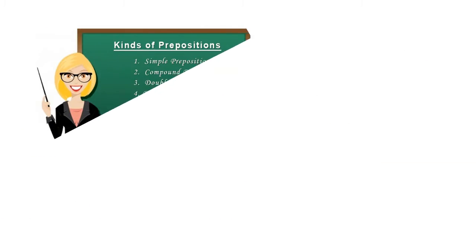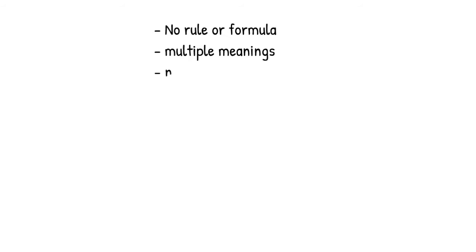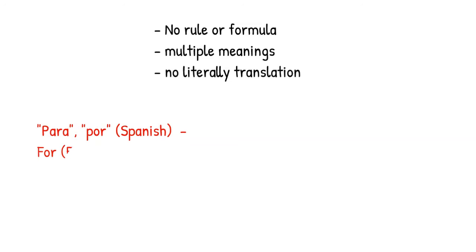There are different types of prepositions, but in this lesson we'll focus on simple prepositions. Alright? Prepositions can be tricky sometimes, especially because there is no rule or formula for choosing the right preposition. It can have multiple meanings compared to your own language, and unfortunately, they often can't be translated literally. Let's take some examples. In Spanish, the words para and por both mean for when you translate them into English, but these two words can be used in different situations.